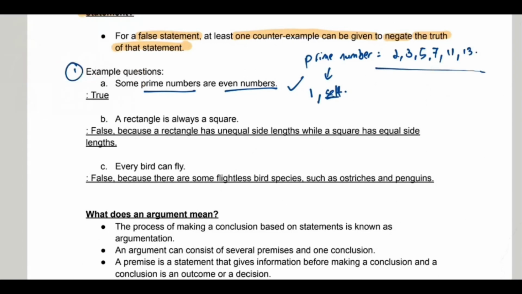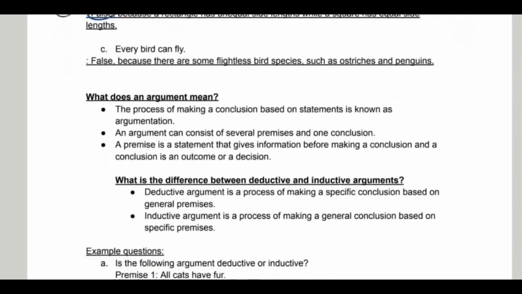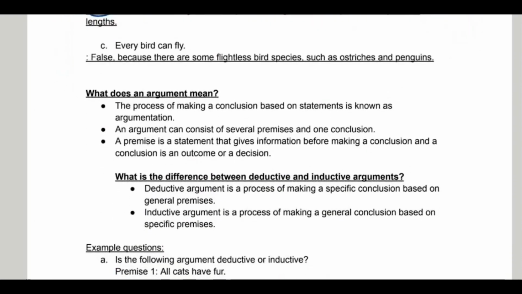And even numbers, they are divisible by 2. So this is true. Next, a rectangle is always a square. So this is wrong, so we will put false. And let's move on. We will go into argument.